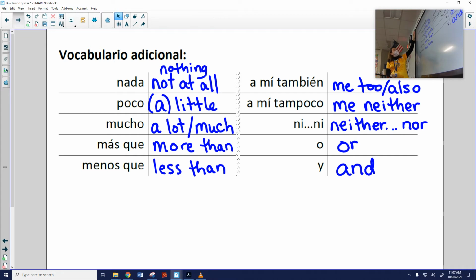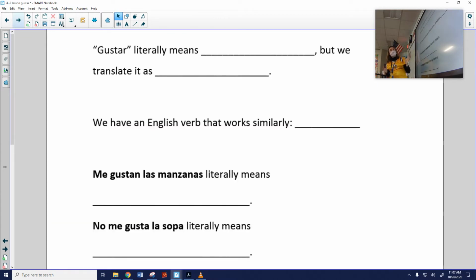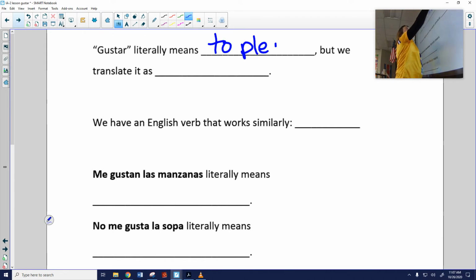Bueno, hablamos un poquito más. Dice aquí, gustar literally means to please. Are you writing this down in the back? Gustar means to please, but we translate it as to like. Because if I said, the apples please me, it sounds funny in English, right? We would never say that. The apples please me. You sound like you were an alien from a different planet. In English, we would say, I like apples. It's much easier, it makes more sense. That's just how we speak.